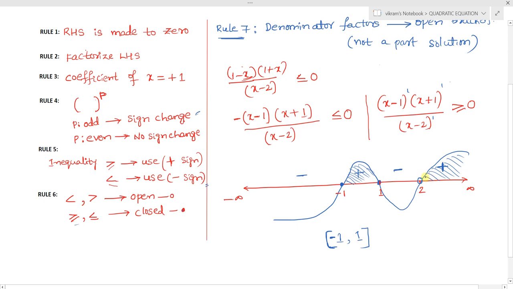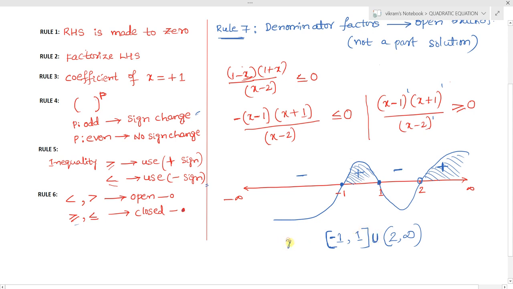Then the next interval is 2 to infinity. Infinity is always represented with an open brace, and 2 is a denominator factor, not included in the solution, so an open brace has to be used. Now these two are the solutions, so use a union in between them.